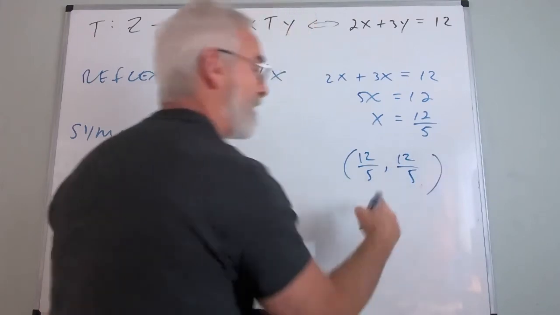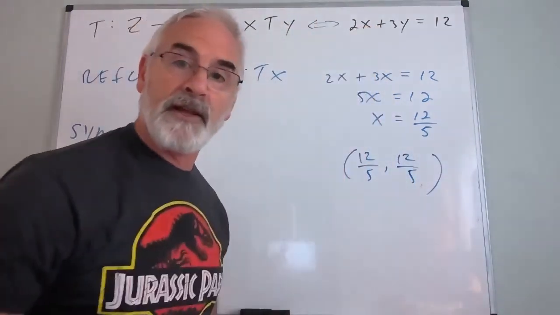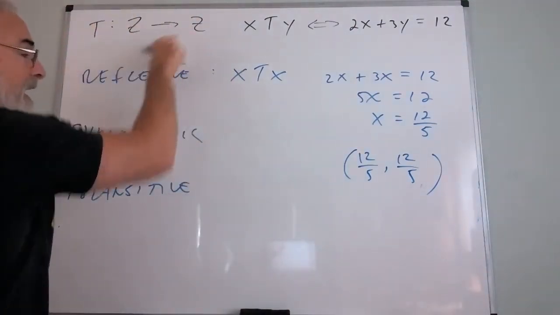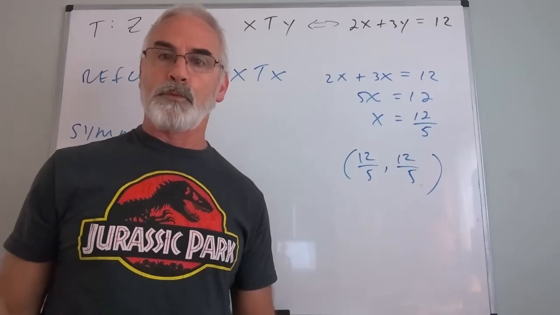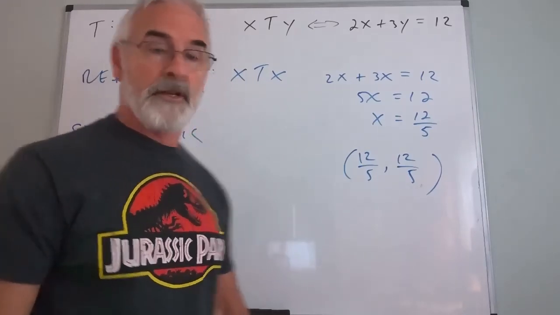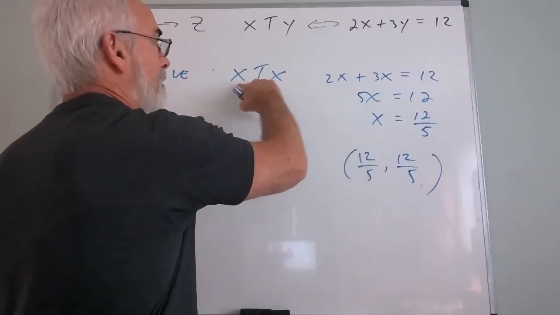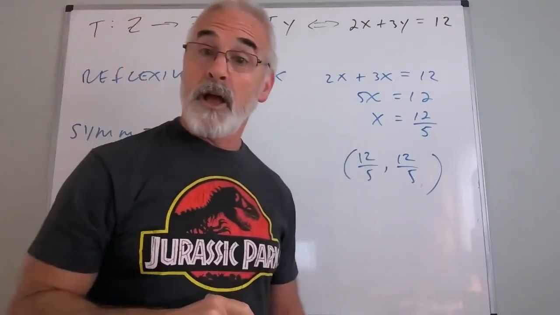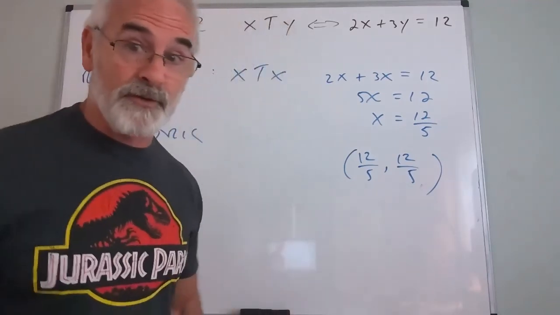This is a point on this line on the xy plane, but my input and output had to come from the set of integers. Ooh, not true, because the only way this is true is if x was not an integer. So there is no integer where x is related to x. This fails reflexive.